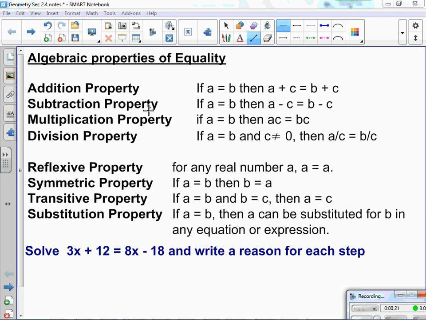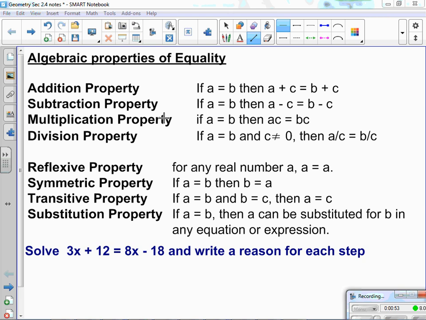We got addition property, which says if A equals B, then A plus C equals B plus C. All right, so if A and B equaled each other to begin with, then if we add the same thing to both sides, being C, then it's still the same thing. Right? Subtraction property, same idea. If A is equal to B, if I subtract C from A and C from B, then we should still end up with the same value of equal, everything being equal there.